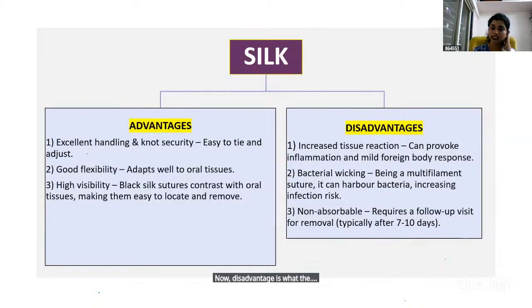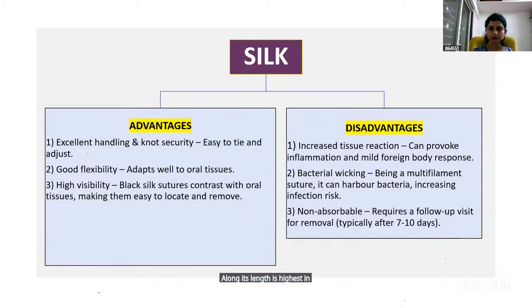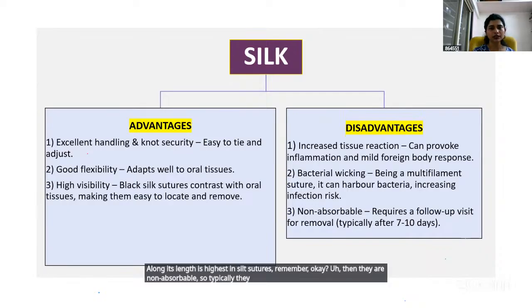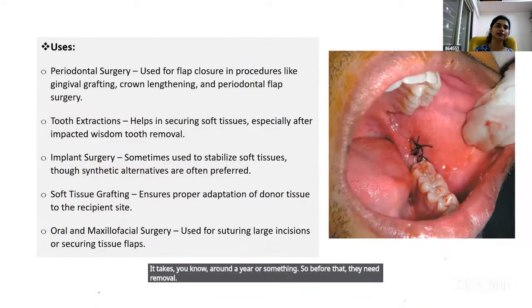The increased tissue reaction chances, right? Bacterial wicking, that is, the capillarity of the sutures is high. That is the disadvantage of the suture. So, the capacity of a suture to draw fluid along its length is highest in silk sutures. Remember. Okay? Then they are non-absorbable, so typically they require a follow-up visit. They don't usually resolve on their own. Even if they do, they take around a year or something. So before that, they need removal. The second visit is required.